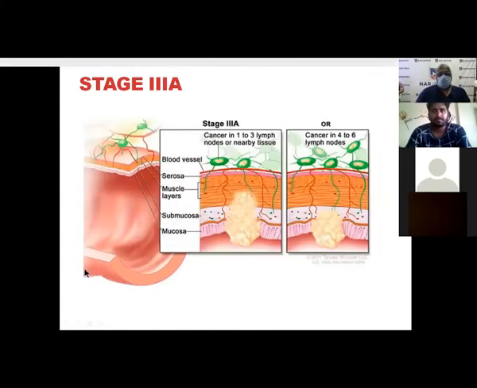Stage 3A with lymph nodal involvement, 1 to 3 lymph nodes, but up to the muscularis propria. Now here this is 4 to 6, but involving only the submucosa. So here the stage differs either with the lymph node more or the infiltration more. Both are 3A.